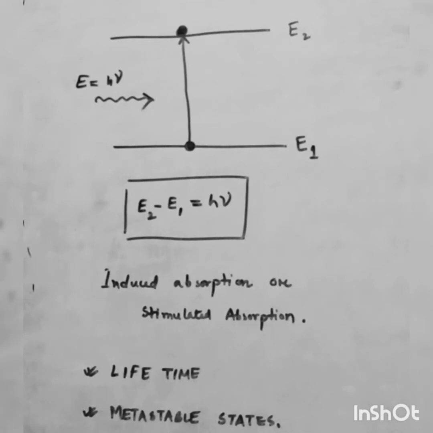So generally the lifetime of any excited state is of the order of 10 to the power minus 8 second, but there are some excited states in which the lifetime is greater than 10 to the power minus 8 seconds, and those states are known as metastable states.